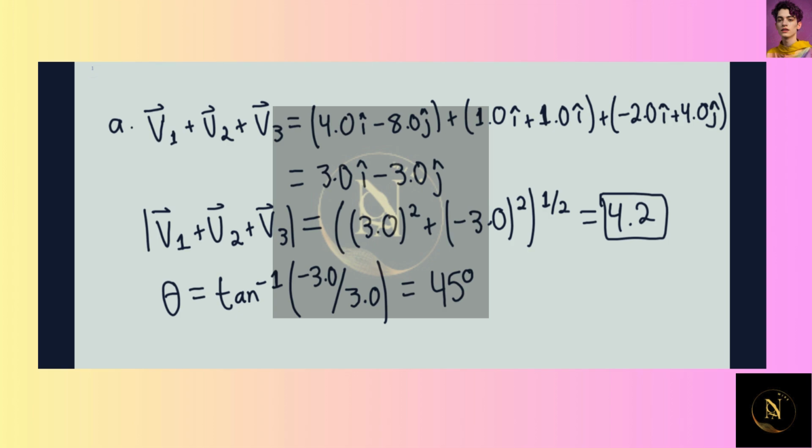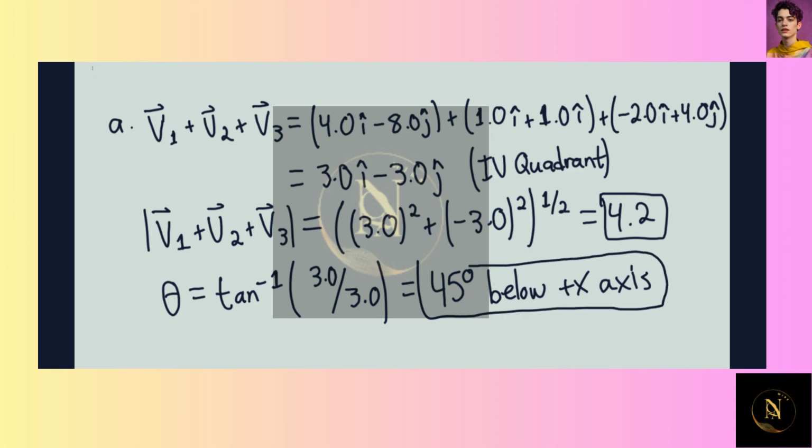However, here, let's actually, you always want to just take the positive values and then look at the vectors themselves. We have a positive x component, but a negative y component. So this means that we're going to be in the fourth quadrant. And if we're in the fourth quadrant, this means that this is going to be 45 degrees below the positive x-axis. So that would be our direction.